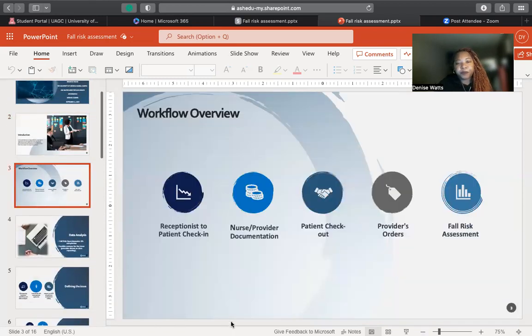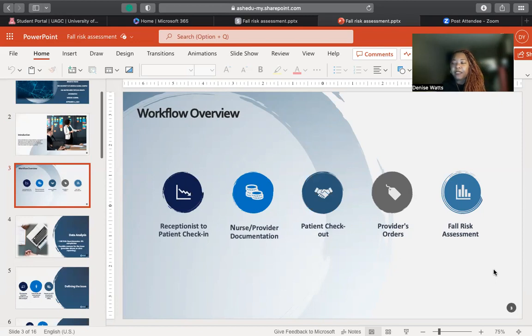Workflow overview. Receptionist, patient check-in, nurse documentation, provider, patient check-out, provider orders, fall risk assessment.